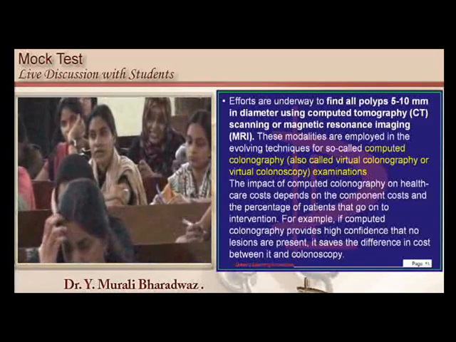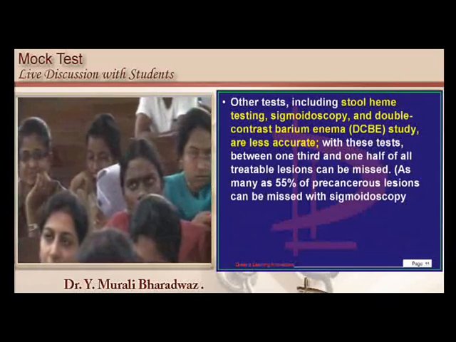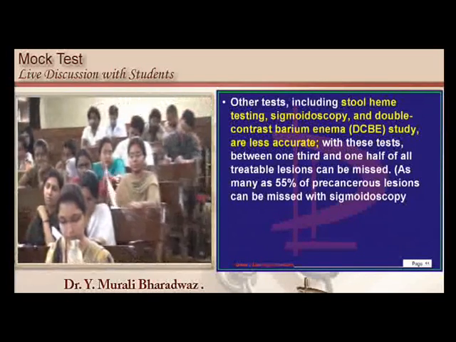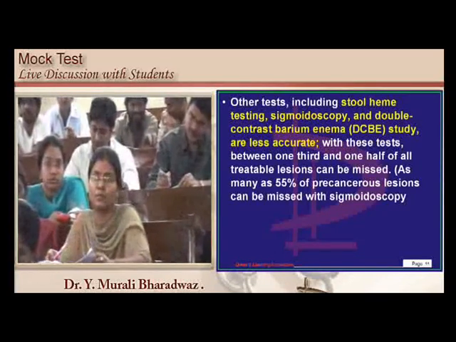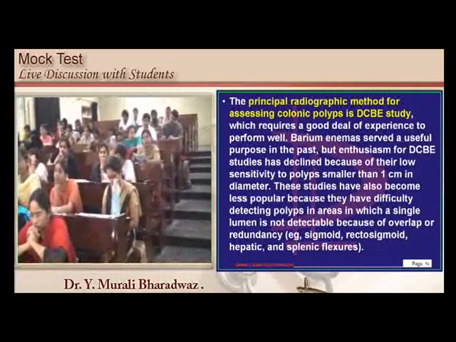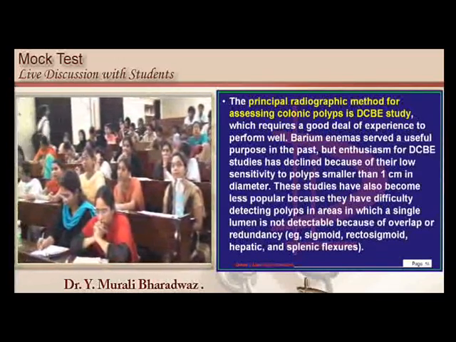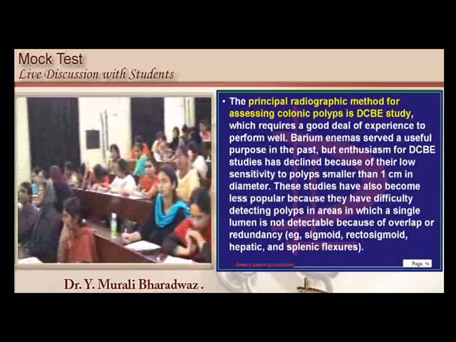So now let us talk about it. We have sigmoidoscopy, stool heme test, double contrast barium enema. What do you mean by double contrast? What is one contrast? Barium, the other is air. So double contrast barium enema. Out of all, it is the double contrast barium enema study which is the principal radiographic method for assessing colonic polyps, is what needs to be remembered.